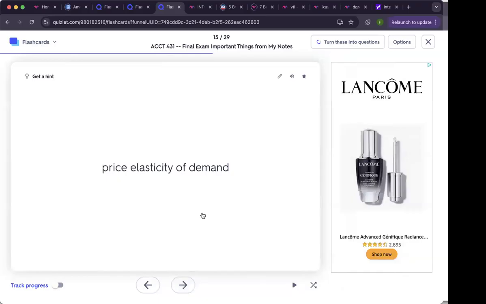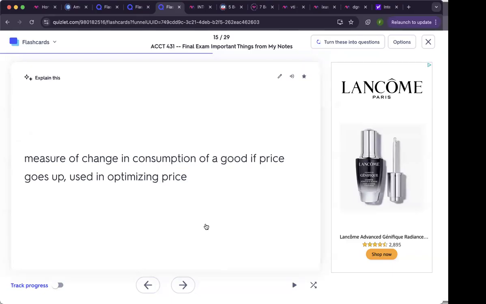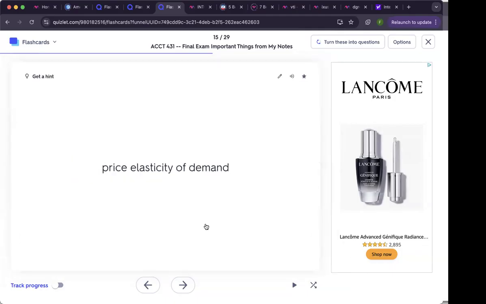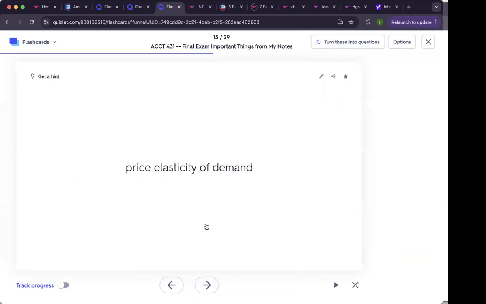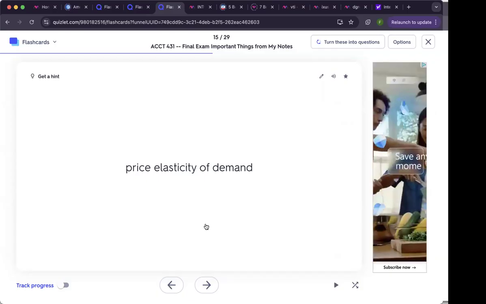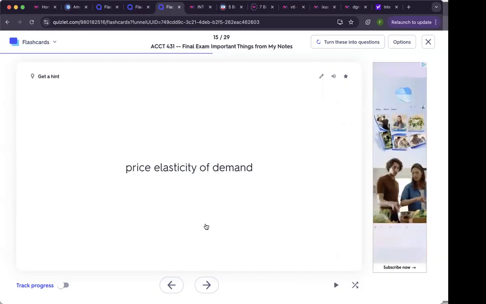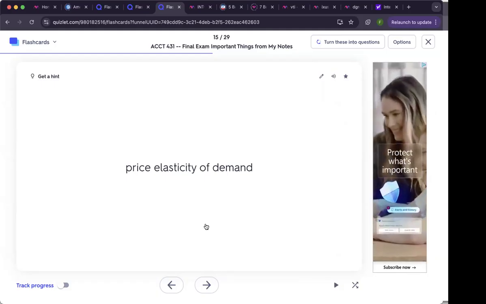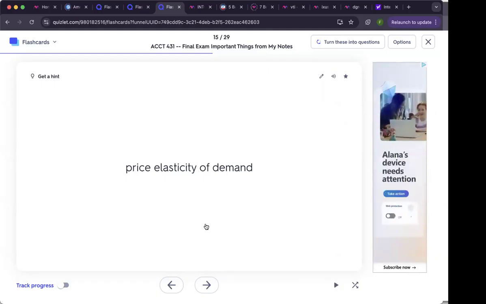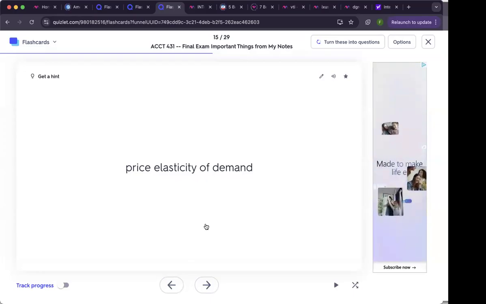All right. Getting into that, we have the price elasticity of demand. That's the measure of change in consumption of a good if price goes up or down. And you use that when you're doing price optimization. So, for example, if a product for a firm had a price elasticity of demand of 2%, that means that if price increases by 1%, then demand goes down by 2%.